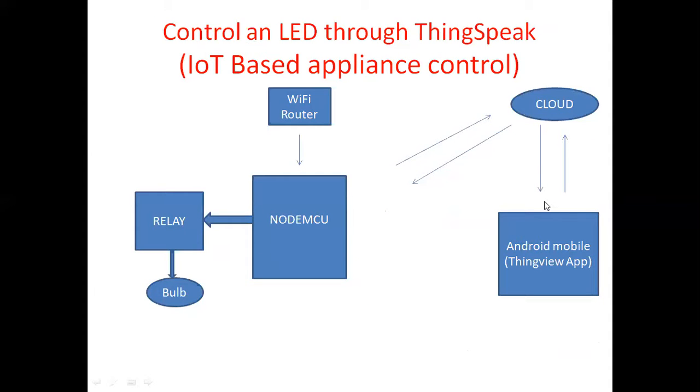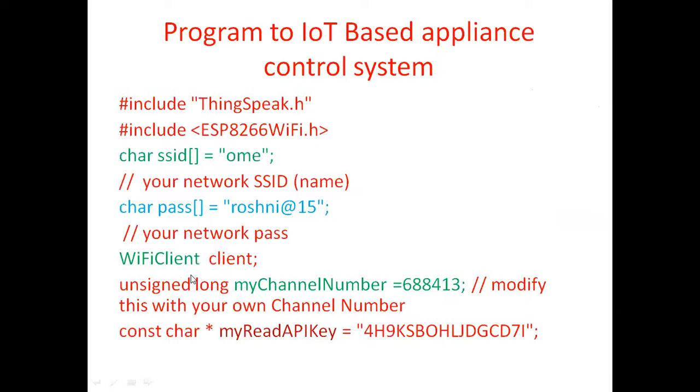This is the actual scenario. We are sending the data from mobile to cloud, and cloud to NodeMCU. After that, there is a relay module to turn the bulb on or off. In this case, it is the same program for an IoT based appliance control system.